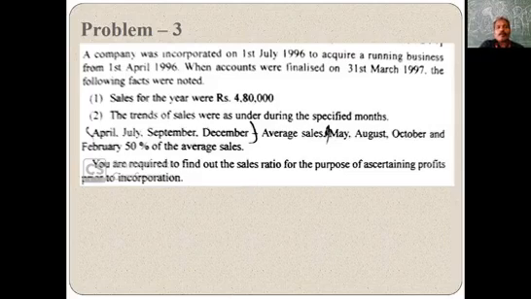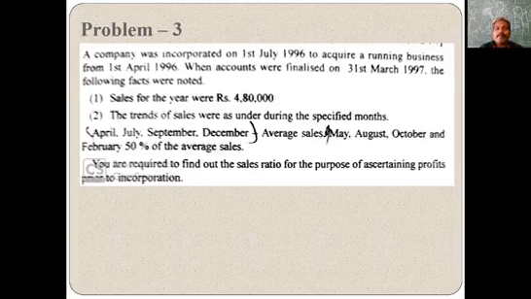Then we will move to problem number 3. A company was incorporated on 1st July 1996 to acquire a running business from 1st April 1996, and the accounts were finalized on 31st March 1997. The following facts were noted. Sales for the year were rupees 4,80,000. The trends of sales were as under during the specified months: April, July, September, December average sales; May, August, October and February 50% of average sales.